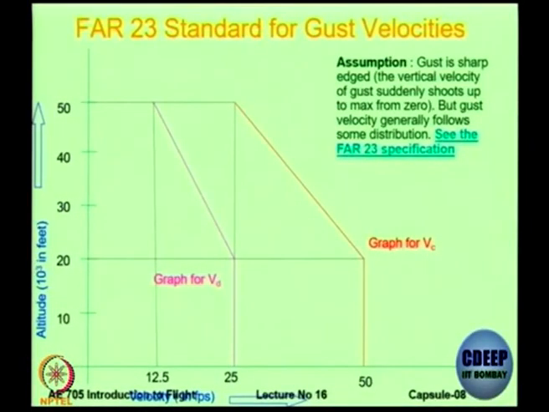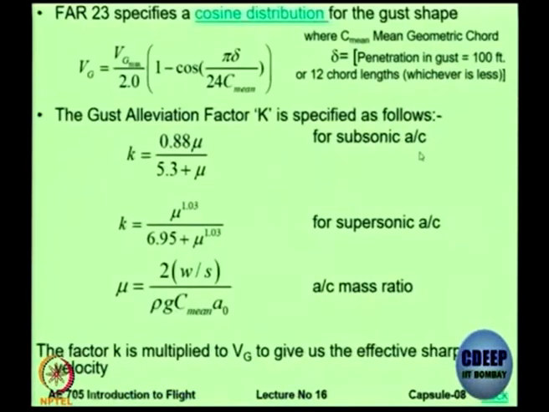So what basically you have to do is start calculating delta NZ at various values of flight. Now, this one is for a sharp gust, but a gust is never sharp, right? I told you the gust will never be sharp. Air will slowly start increasing and then reach some value. So therefore, there is something called a gust alleviation factor. If you look at FAR 23, their calculations or their assumptions show that the gust follows a cosine distribution.